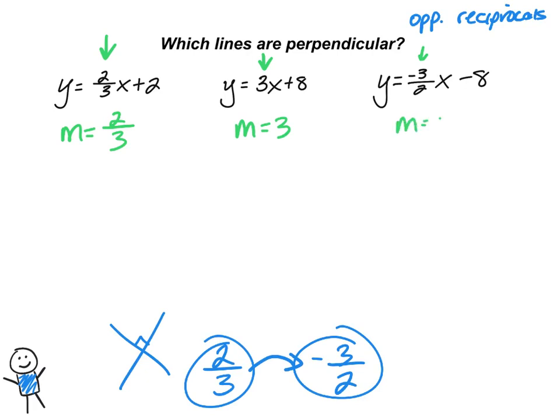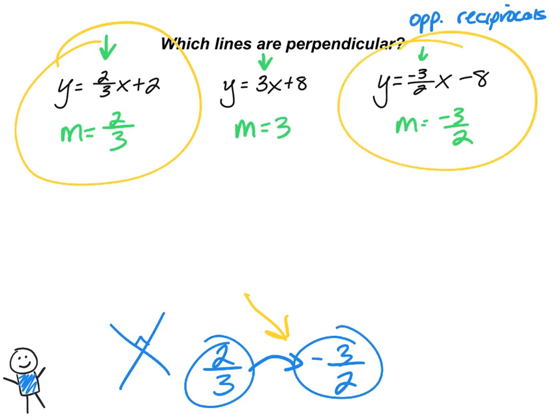-3/2. So what I need to do now is compare the slopes of all of these and see which ones, if any, are opposite reciprocals. So let's take this 2/3 on the first one. If I flip it and change the sign, as we did in that example at the bottom, the line that's perpendicular to this line will have a slope of -3/2, and that matches our third one. Our middle line of 3 is neither parallel nor perpendicular to either of the other two lines. So to tell if lines are perpendicular, you look at the slope, flip it, and change the sign. It's also called finding the opposite reciprocal.